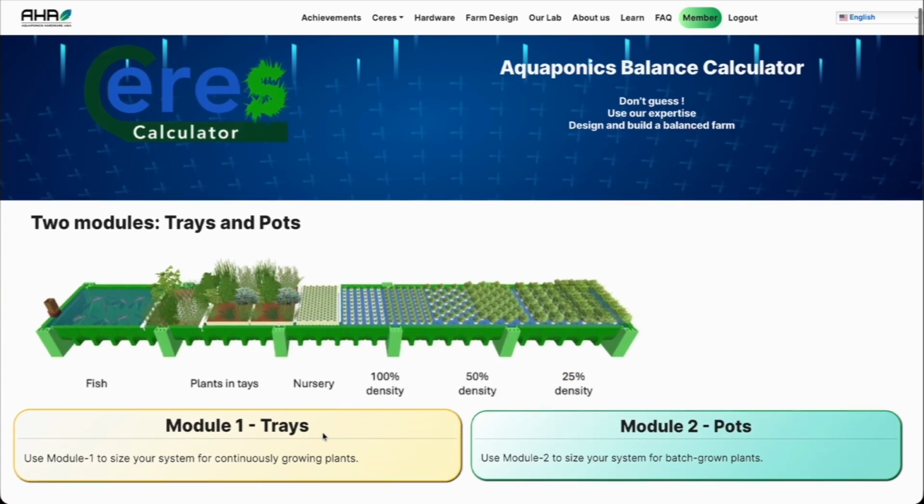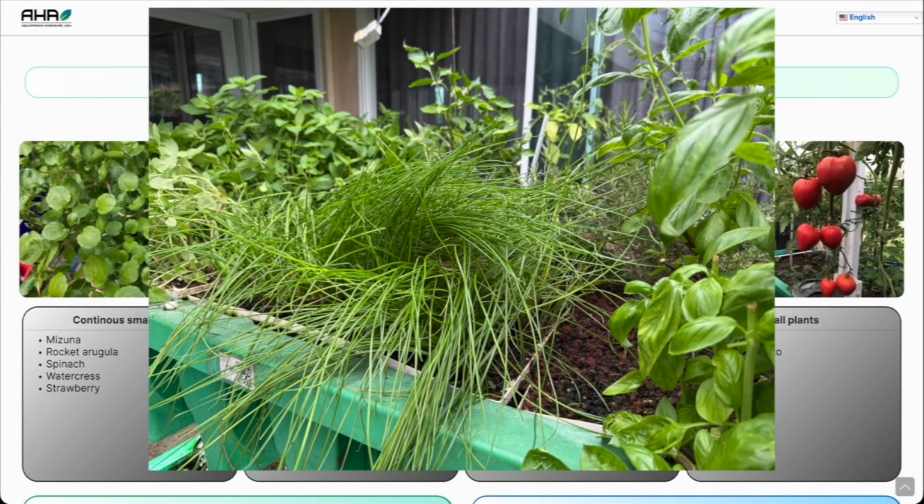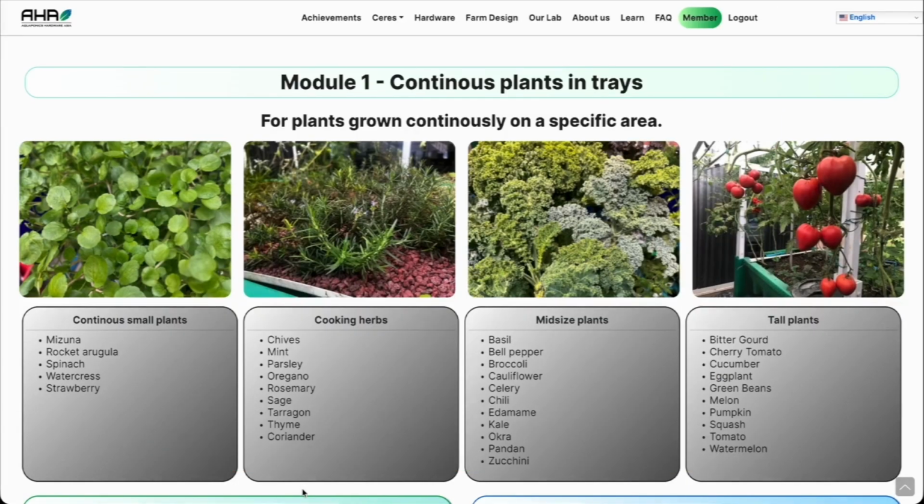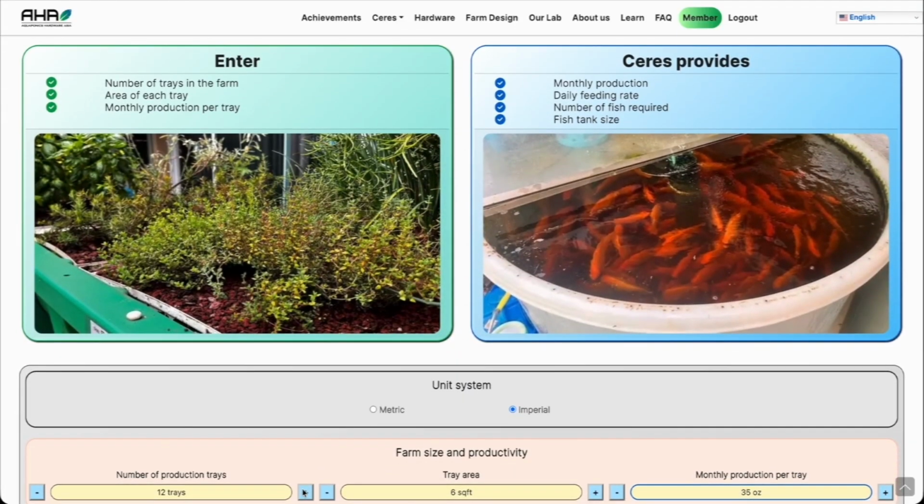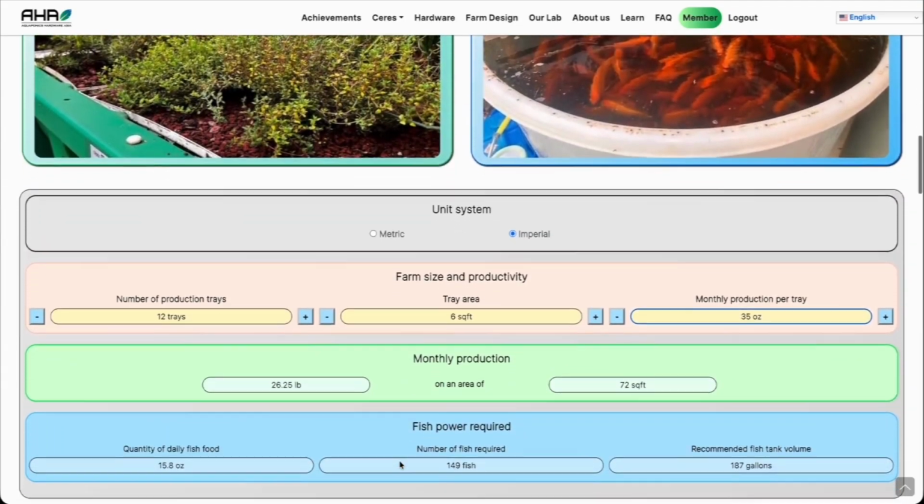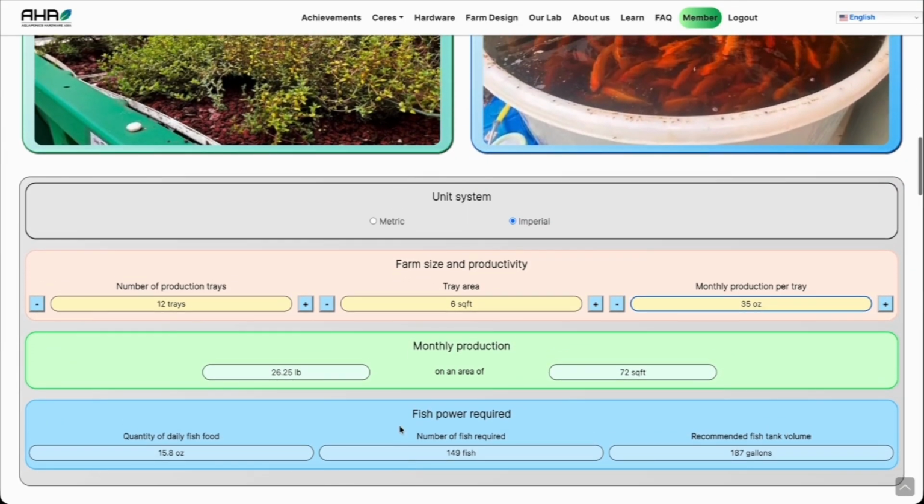Let's design our tray area for an aquaponics system to grow high-quality cooking herbs for our chefs near the kitchen. If the chefs need additional vegetables, such as roquette, watercress, and kale, later, we will either expand the growing area or convert part of the cooking herb area to these vegetables. Let's enter this into Ceres. Ceres lets us select our unit system: metric, meters, grams, square meters, or imperial, feet, ounces, pounds, square feet.